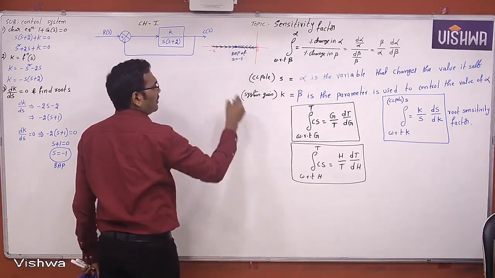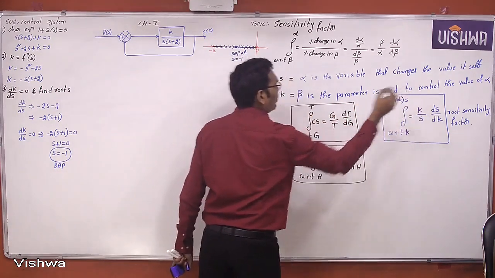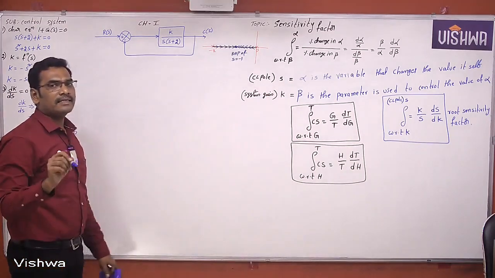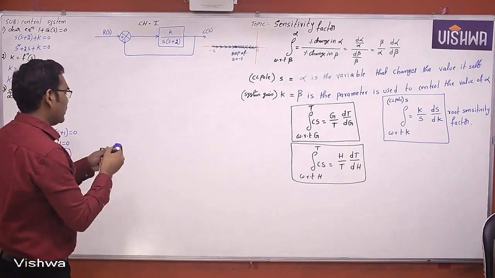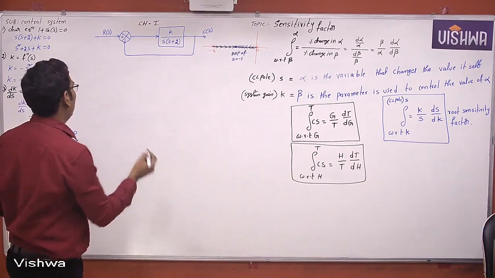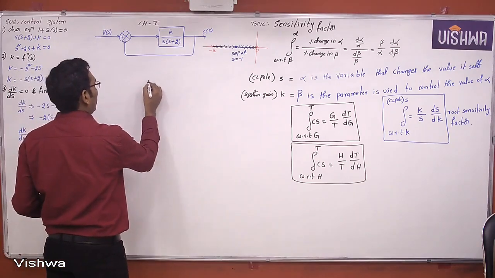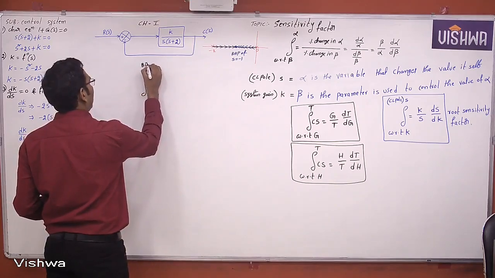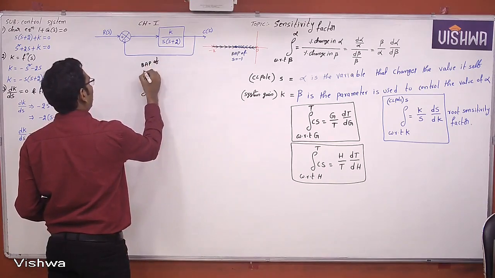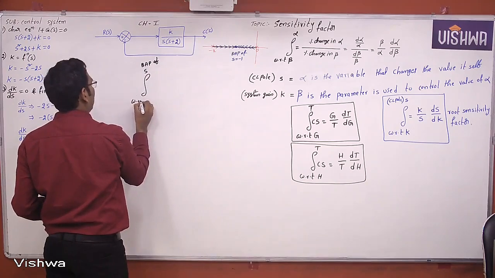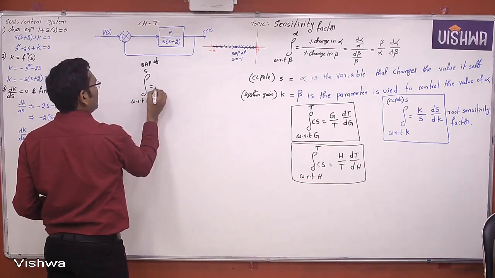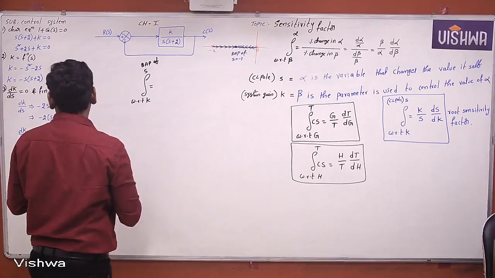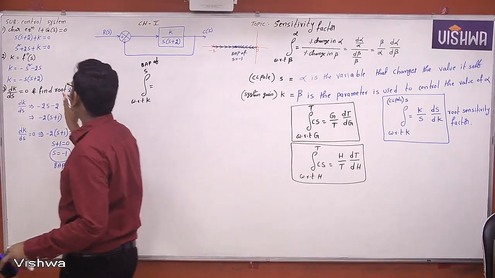Now at this particular point, you want to find the sensitivity. That sensitivity is called as root sensitivity factor. Therefore, what is the formula? S of the breakaway point of s with respect to k, which is nothing but k by s. What is k by s? Now see here, from here what is k by s?